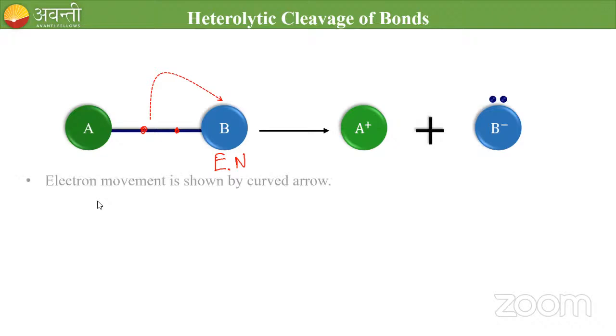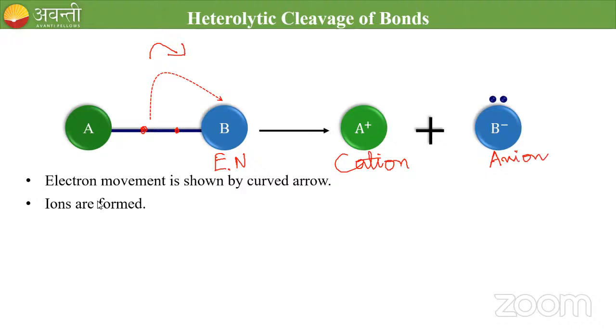Here the electron movement is shown by a curved, double-headed arrow, because both the electrons are moving towards one atom. So we draw a double-headed arrow. So we are getting ions. A is a cation. Positively charged species are called cations and negatively charged species are called anions. The ions are formed from the heterolytic cleavage.